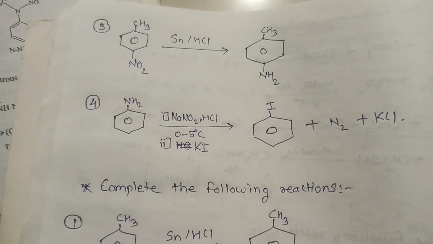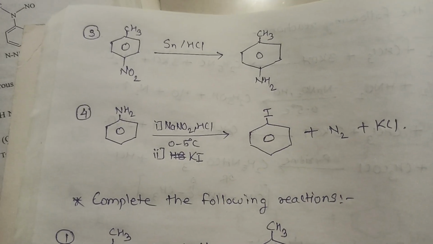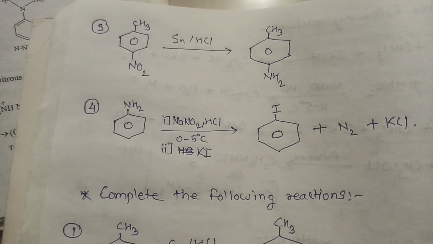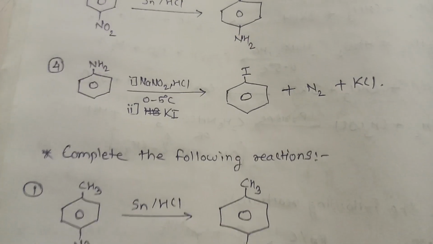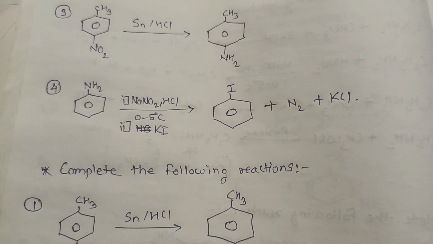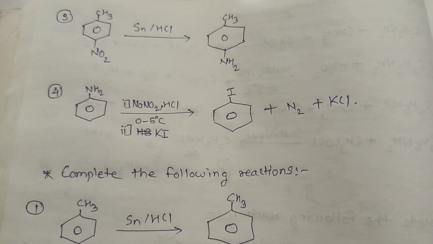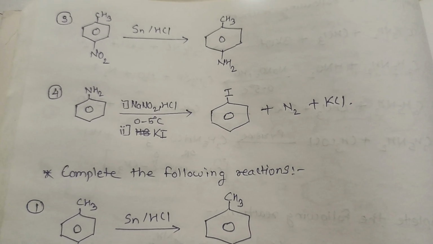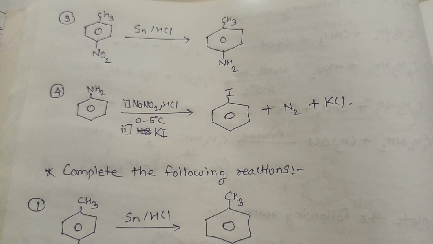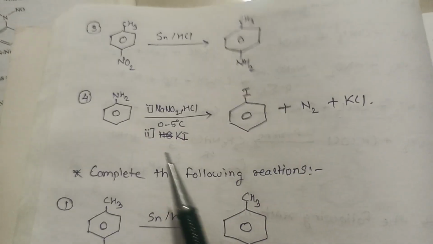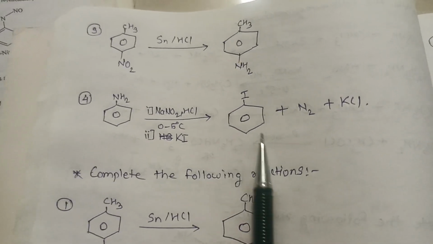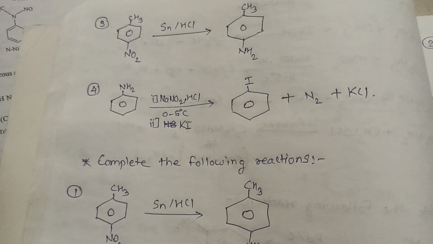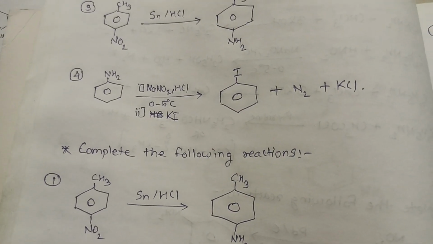Next is the third one, paranitrotoluene, Sn plus HCl will give reduction reaction, NO2 is reduced to NH2. Next up, aniline is again treated with NaNO2, HCl, 0 to 5 degrees Celsius. NH2 is a bad leaving group, it is getting converted into a good leaving group, that is N2 plus Cl minus, and it is replaced by iodine of KI, and ultimately we are getting iodobenzene from aniline. Nitrogen gas and KCl are the byproduct obtained.